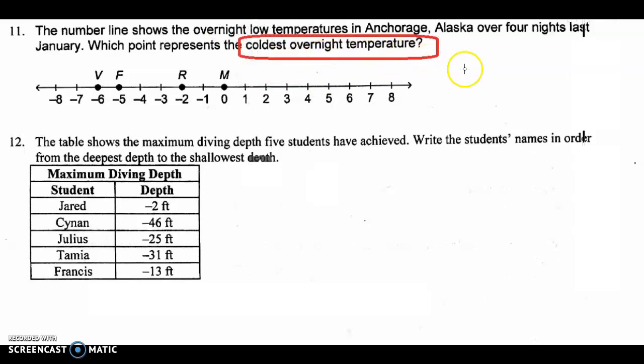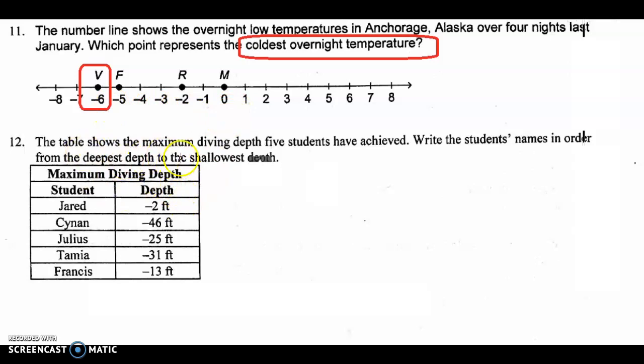The coldest overnight temperature. So our coldest overnight temperature is going to be our smallest number. So what's our smallest number here? We know smallest numbers are all the way to the left, bigger numbers to the right. So the smallest number here would be this one, right? So V is our answer, or negative 6, however you want to put it.